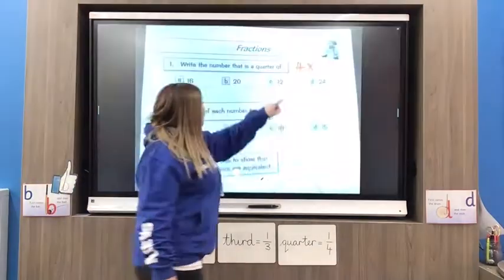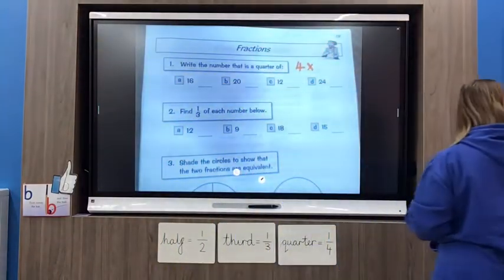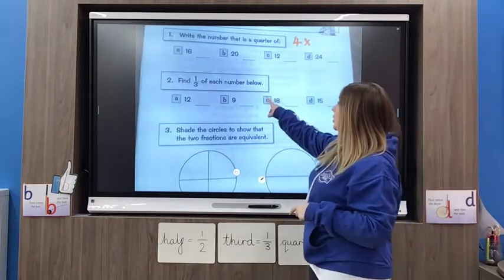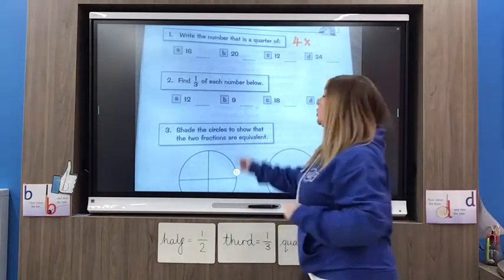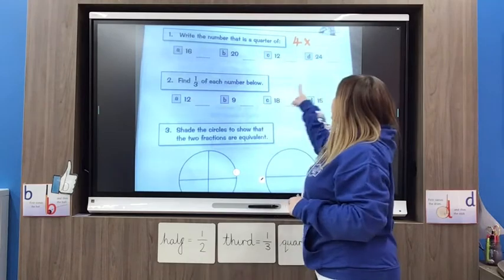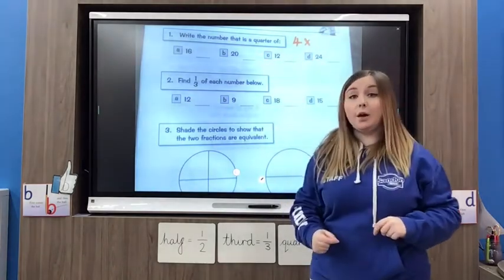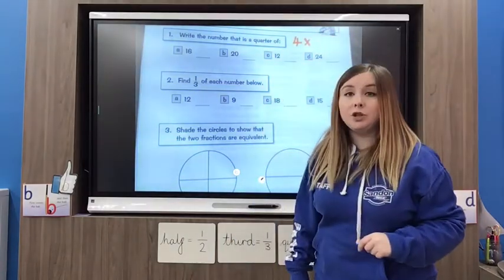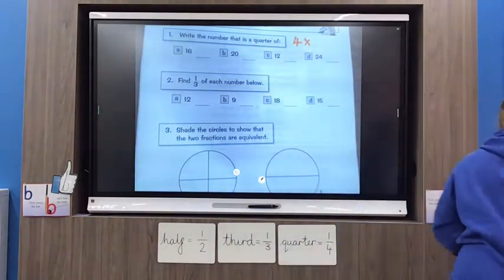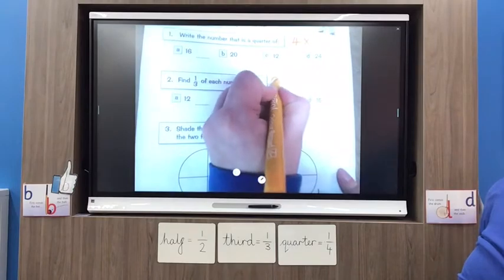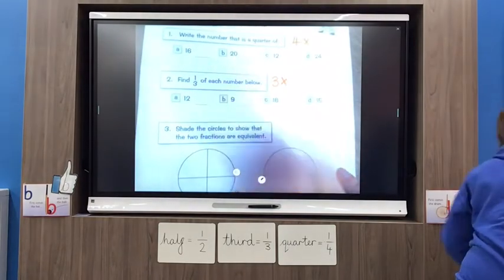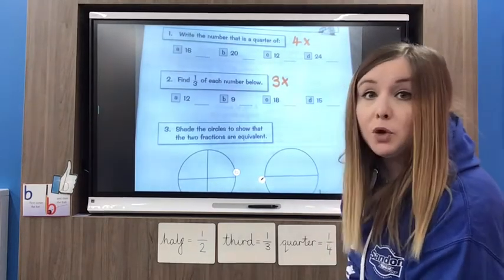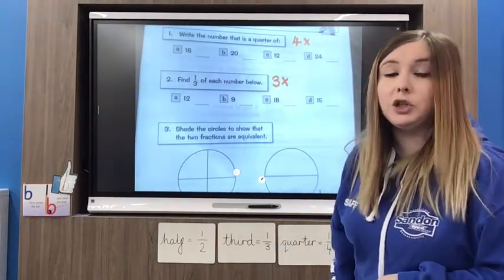And Year 4, that's exactly what you've got to do for question 2. So you've got some numbers and you've got to figure out what 1/3 of those numbers are. And remember, for this, we're going to use our 3 times tables. Okay. You might want to pause the video whilst you complete question 2.